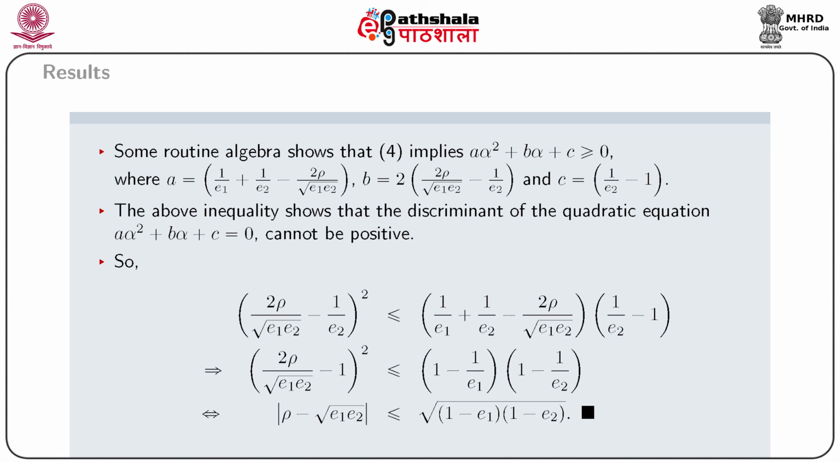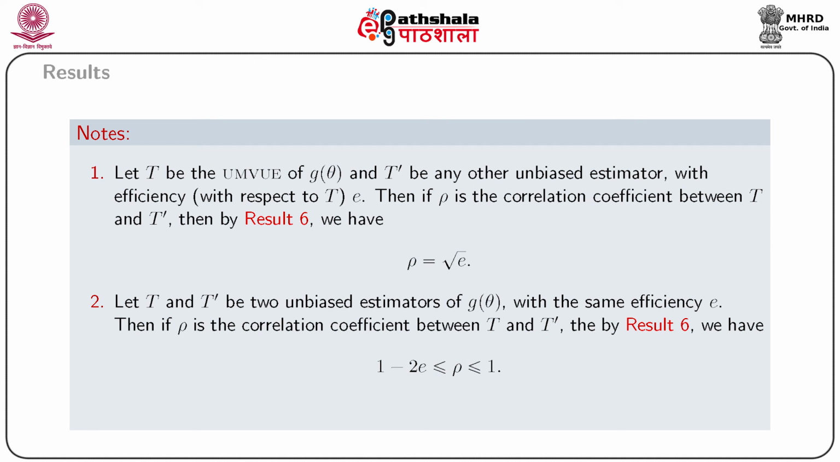Hence, we get (rho divided by root over e1 into e2 minus 1 by e2) whole square is less than or equal to (1 by e1 plus 1 by e2 minus 2 into rho divided by square root of e1 into e2) into (1 by e2 minus 1), which implies (rho divided by root over e1 into e2 minus 1) whole square is less than or equal to (1 minus 1 by e1) into (1 minus 1 by e2), which implies modulus of rho minus root over e1 into e2 is less than or equal to root over (1 minus e1) into (1 minus e2).